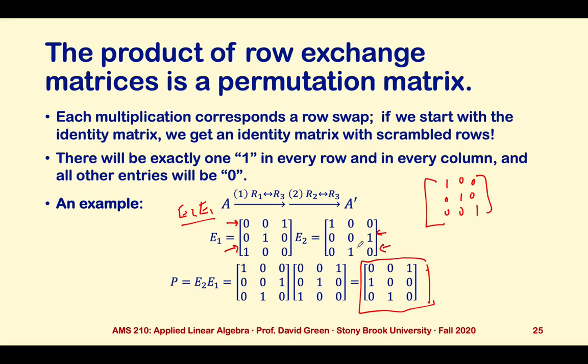This general type of matrix is known as a permutation matrix. It's a special name we give to a matrix that has the effect of scrambling rows if we multiply it by a matrix, putting the permutation matrix on the left. A permutation matrix is simply a matrix that has this property. It corresponds to a product of elementary row exchange matrices.